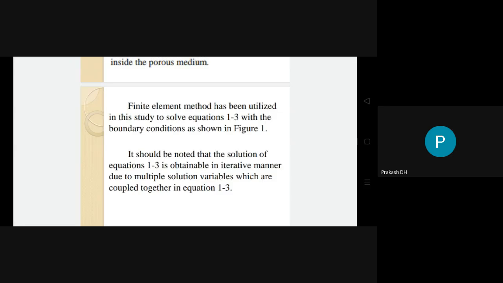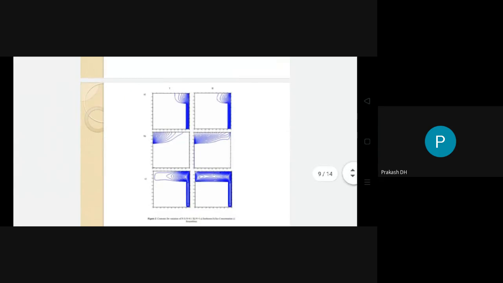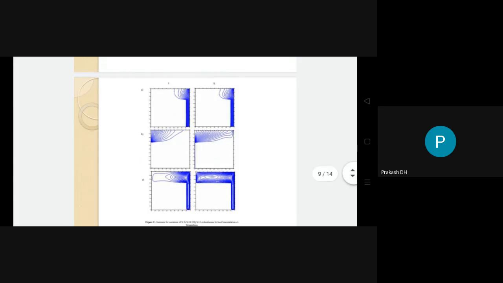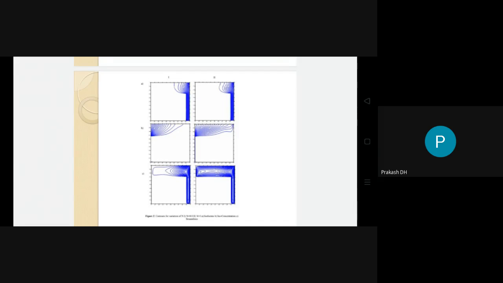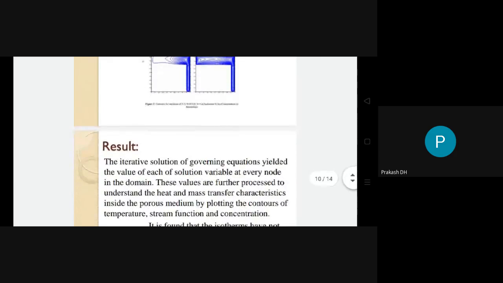It should be noted that the solution of the equations is obtainable in an iterative manner due to multiple solution variables which are coupled together. This is the graph. In the first column, the variable values are at n equals 0, whereas in the second column the variable values are for n equals 1. For A it is isotherms, for B it is isoconcentration, and for C it is streamlines.